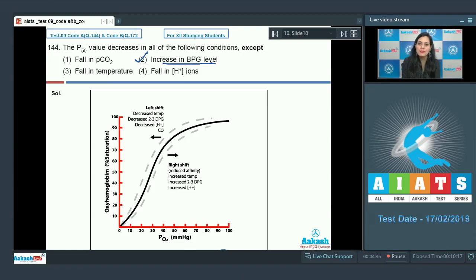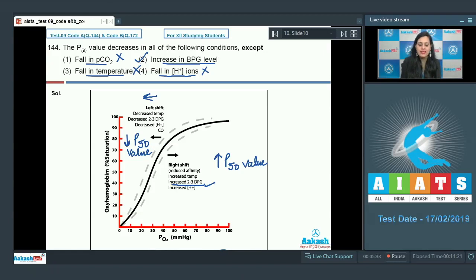Because increase in BPG level, as you can see here, this increased BPG level will lead to increase in P50, whereas the other three options, fall in partial pressure of carbon dioxide, fall in temperature, and fall in hydrogen ions, are the incorrect options, because these are the factors which are responsible for shifting this oxygen dissociation curve to the left side and thereby lowering or reducing P50 value.